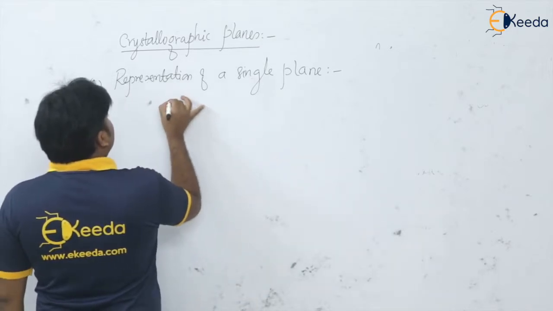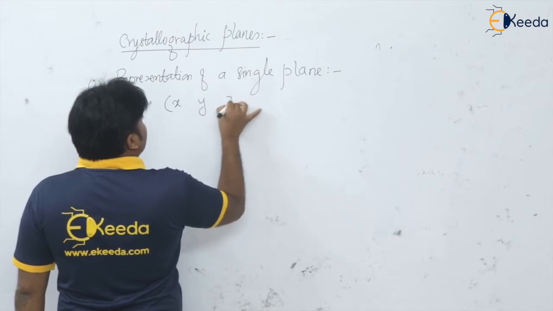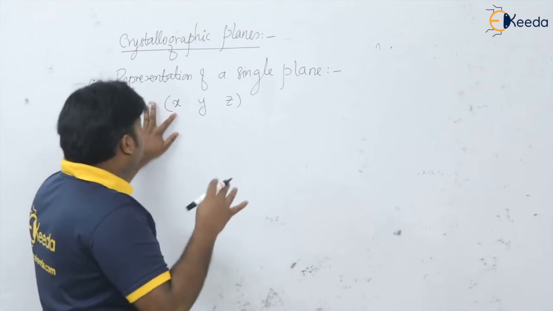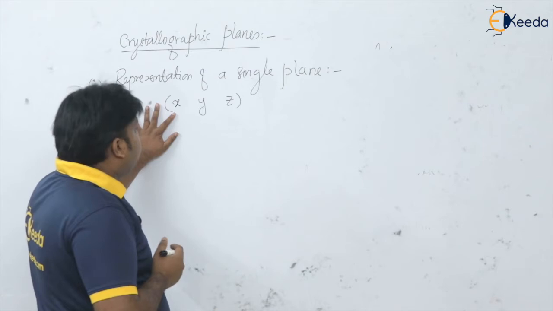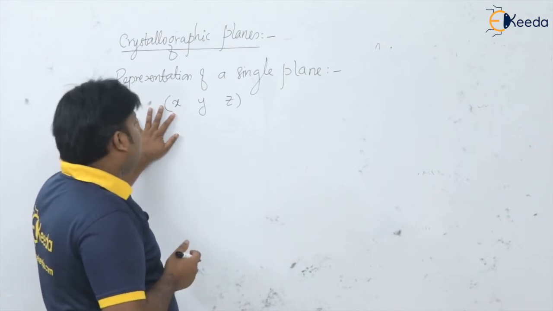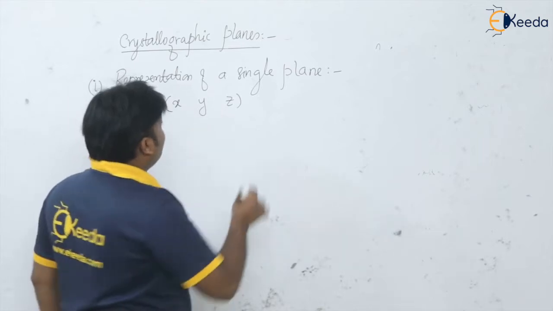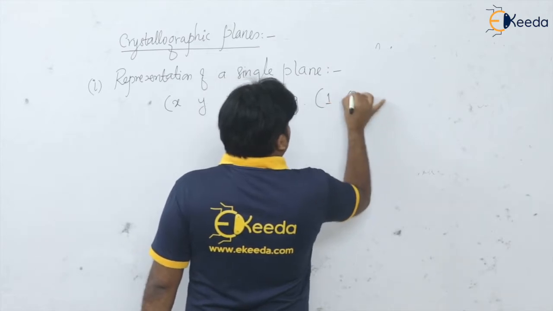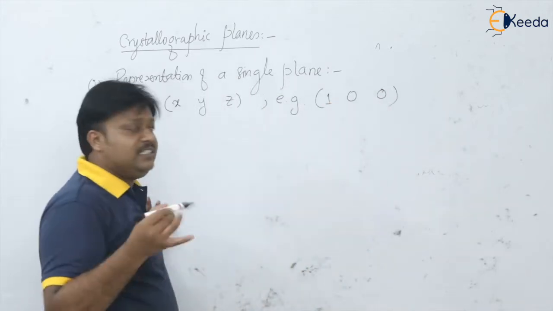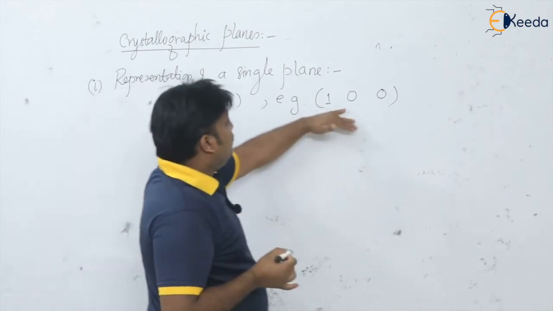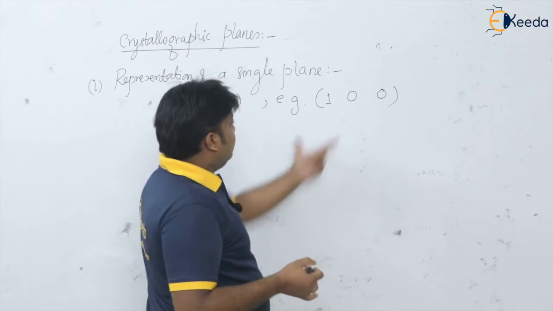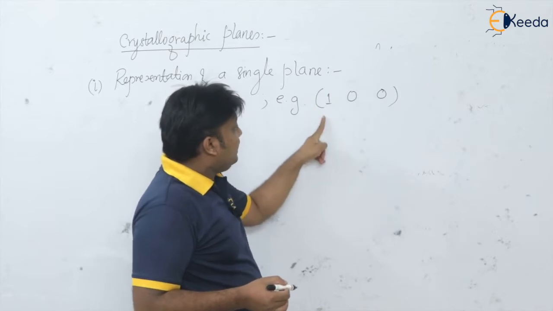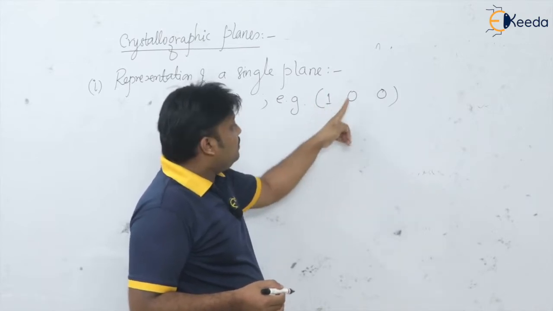Suppose the plane is given with x, y, z. Okay, so these are the indices actually, x, y, z. You have to show the plane on the x, y, z axes. Okay, and it is represented like this. Suppose, for example, plane (100). Okay, this is a single plane I am representing, the plane (100). So how to read that? So please remember, this plane is given in this parenthesis, in this bracket. It is read as plane one zero zero.